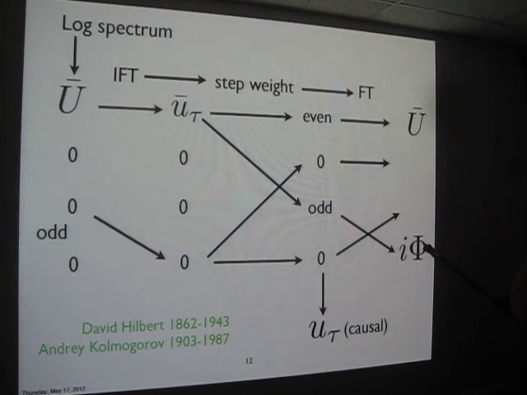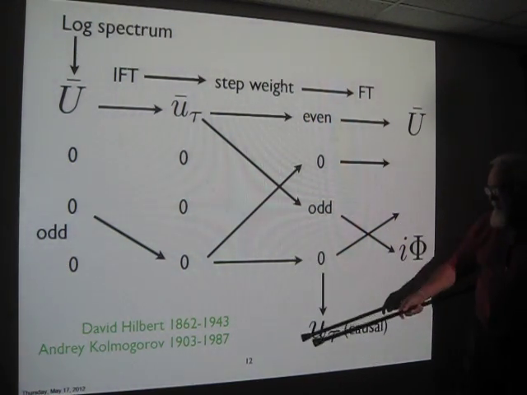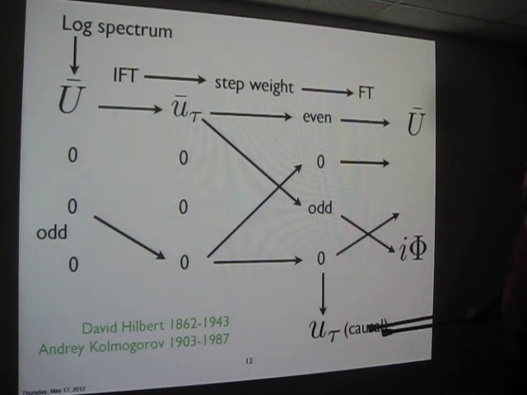And some magical properties of this phase function, which I'll be telling you about, which Andrei Kolmogorov figured out 40 years after David Hilbert. And along the way, here's our lag log space. We get a causal function in lag log space.